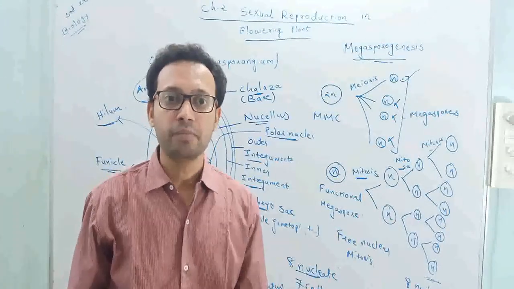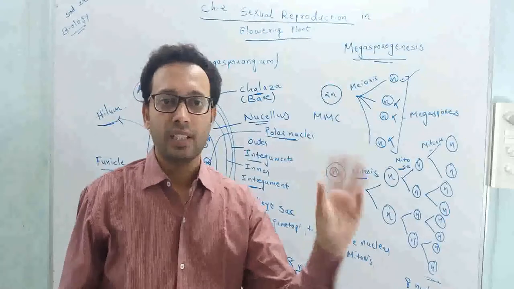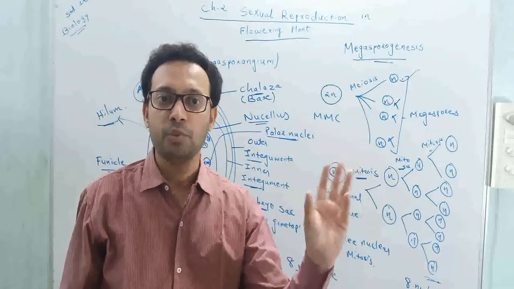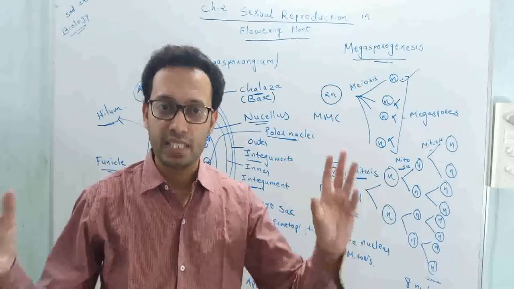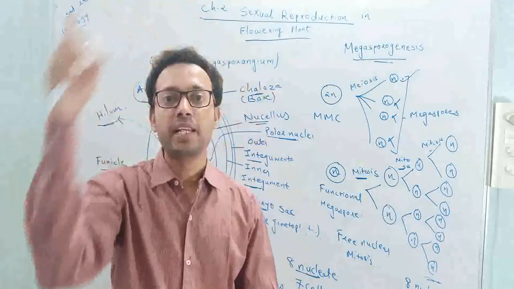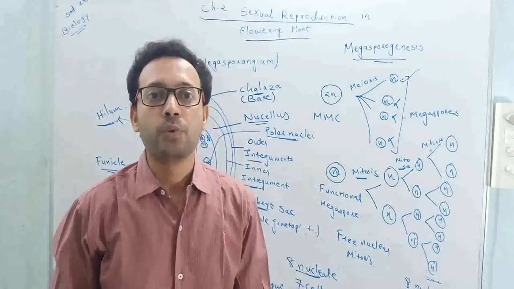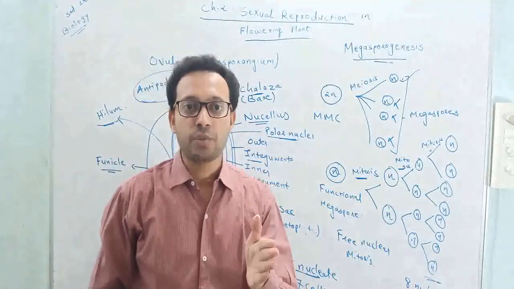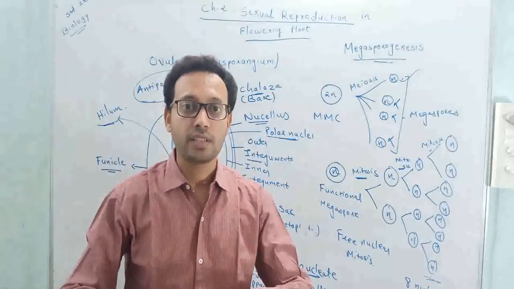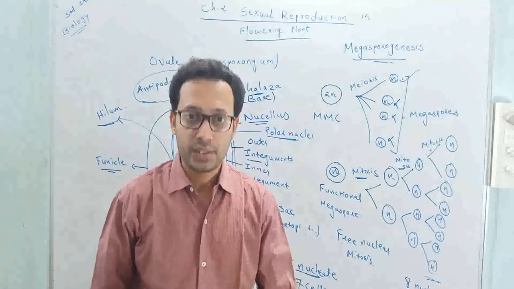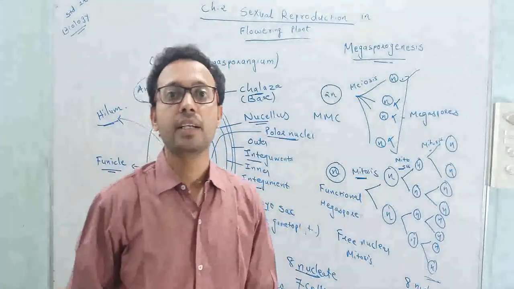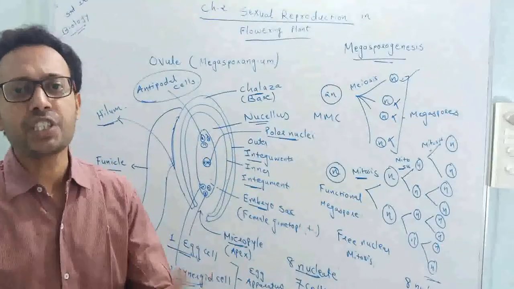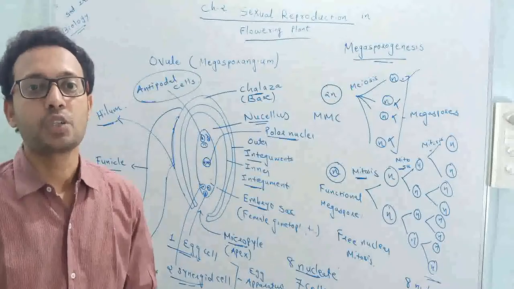But here it's an angiosperm. Both are non-motile. Even the pollen grain, or you can say the male gamete, cannot move, and the female gamete also cannot move. So there is a need for an agent which will transfer the male gamete to the female gamete, and that we call a pollinating agent. In the next session, we will learn the pollination process, how the transfer occurs, the different ways of gamete transfer, and which agents help in that process, called pollinating agents.